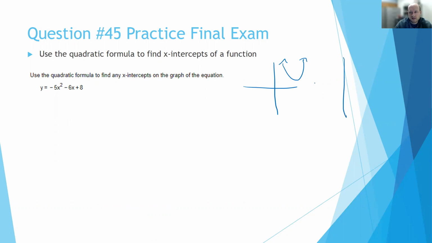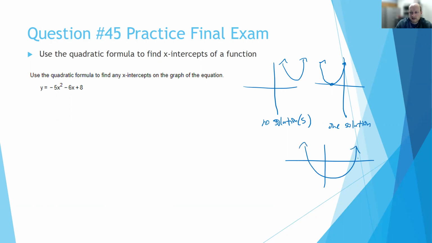Okay, there's also no solution, or no solutions. There could also be a time where the vertex of your parabola just touches the x-axis, and this would be one solution. And there could be times where your parabola crosses the x-axis in 2 different points, and those are 2 solutions of that function.